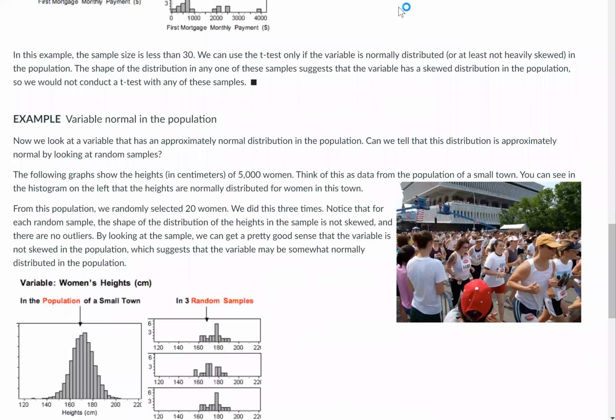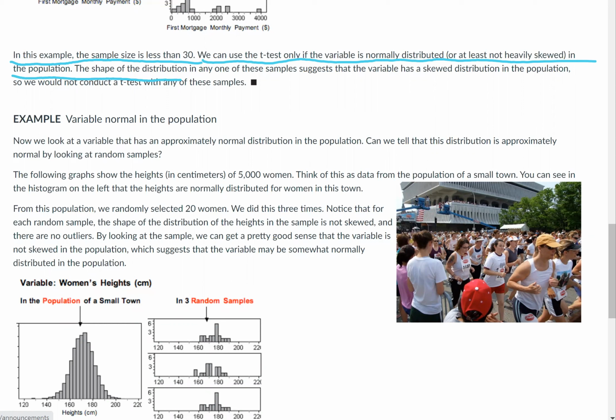Now, in this example, the sample size is less than 30, like we said. The population had 5,000, I think it was, people, but each sample is only 20 households or 20 people. We can use the t-test only if the variable is normally distributed or at least not heavily skewed in the population.